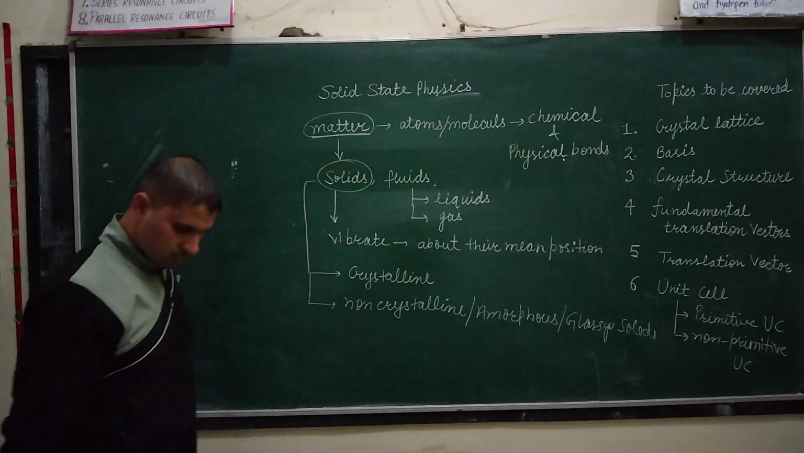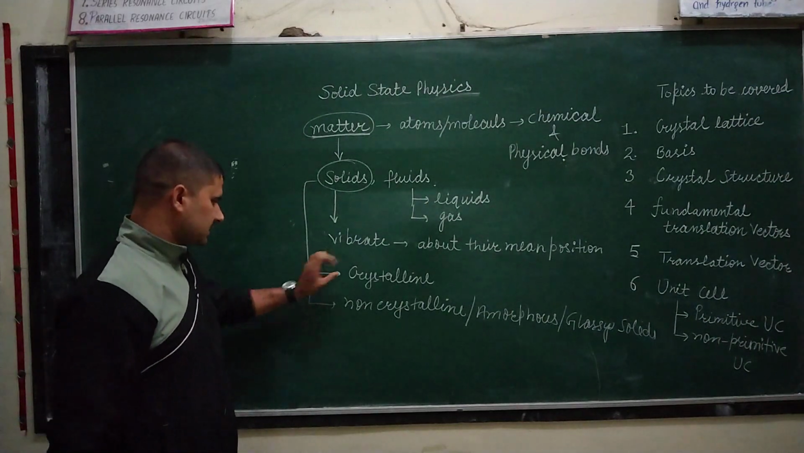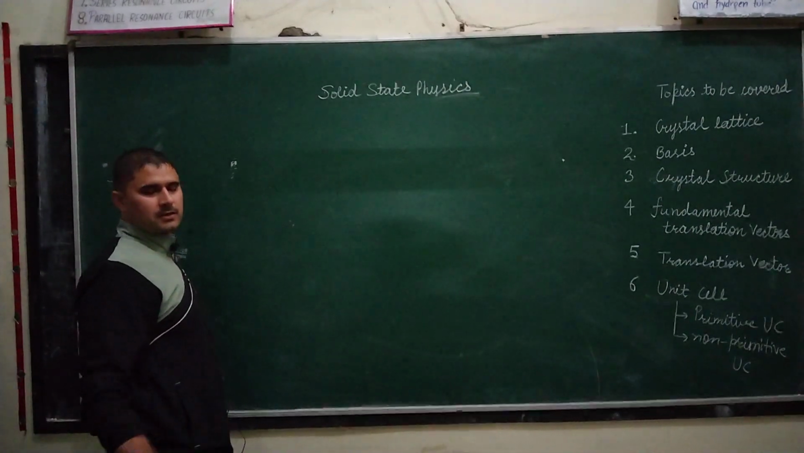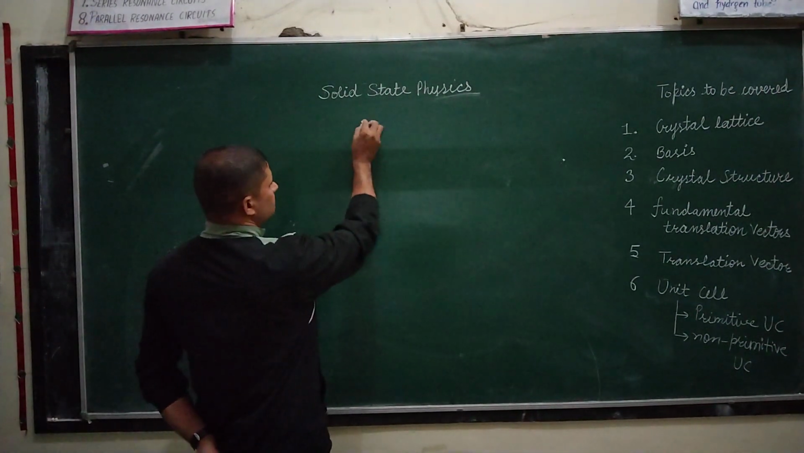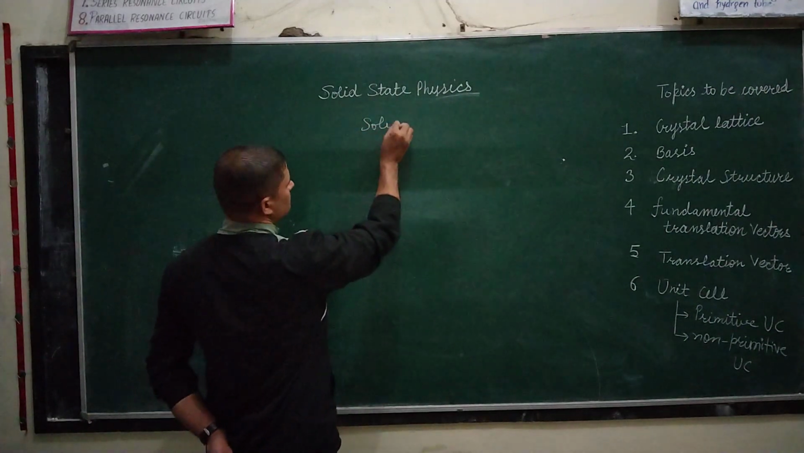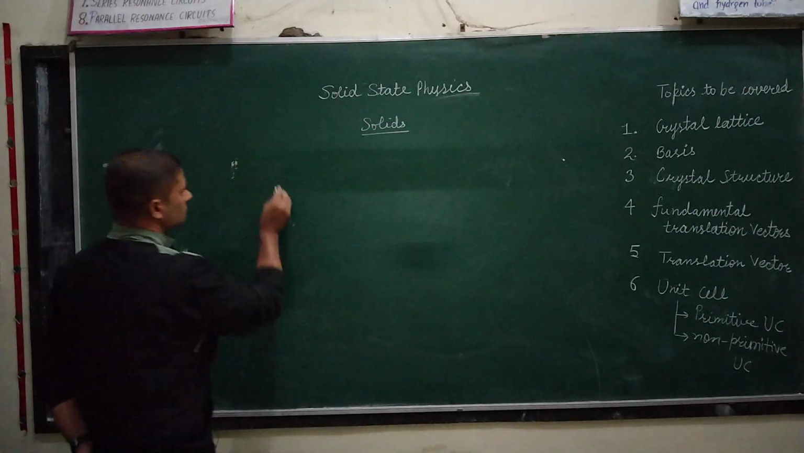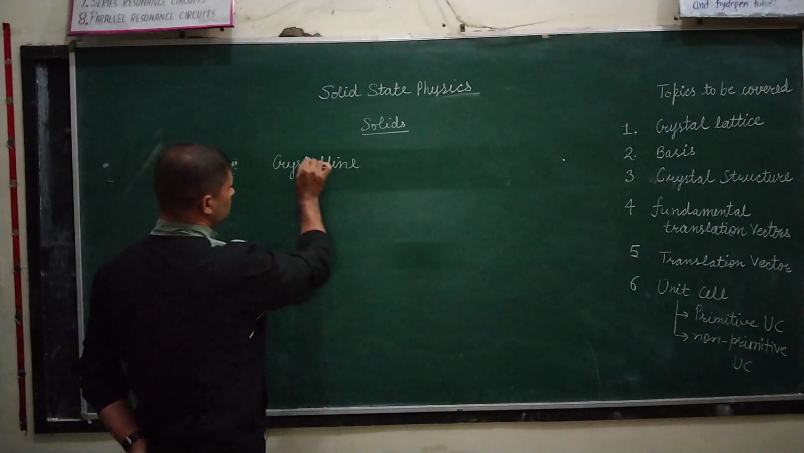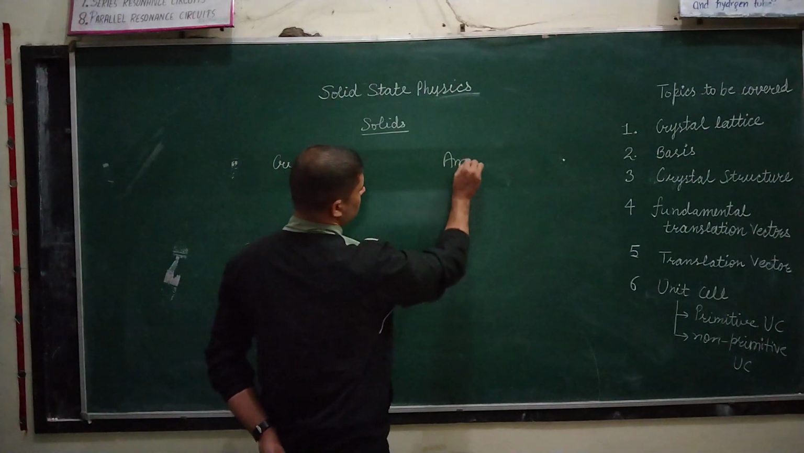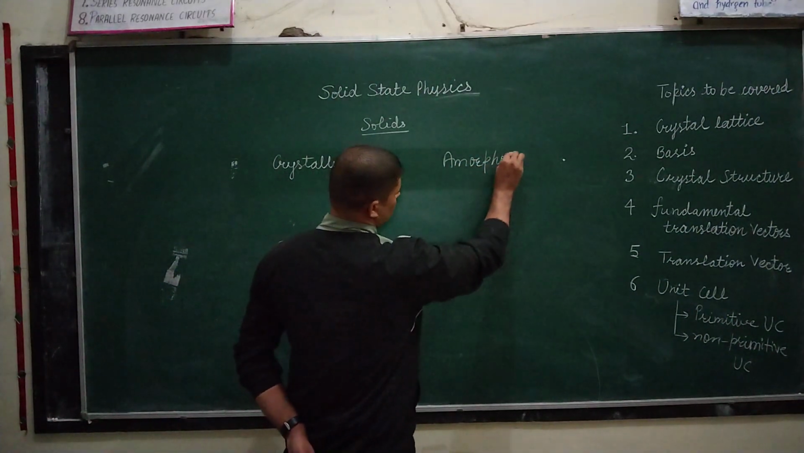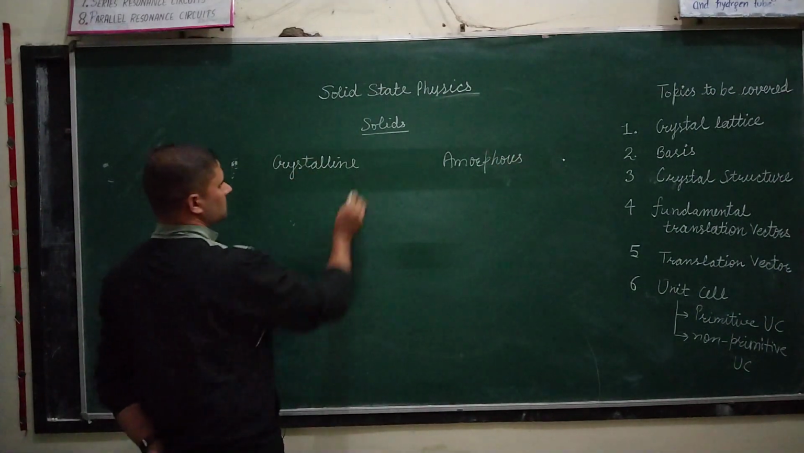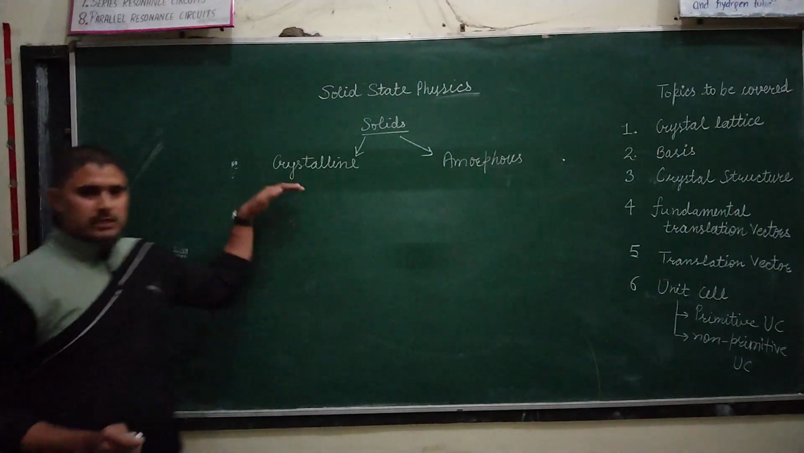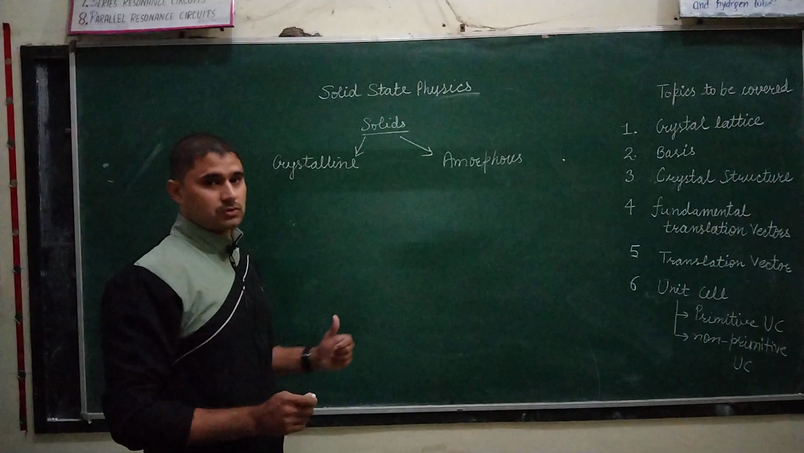Okay class, now we will discuss what are crystalline and non-crystalline solids. So broadly solids are divided into crystalline and non-crystalline, or you can call them amorphous solids. Okay class, now we will see how crystalline solids are different from amorphous solids.